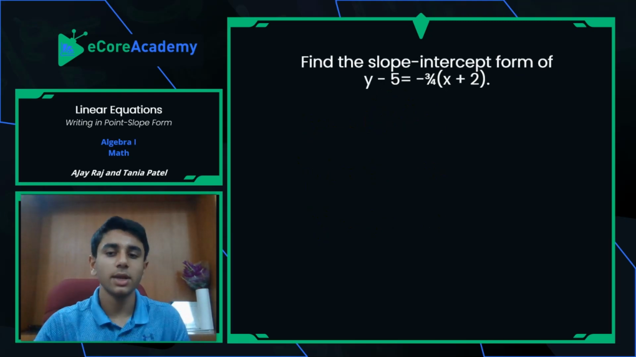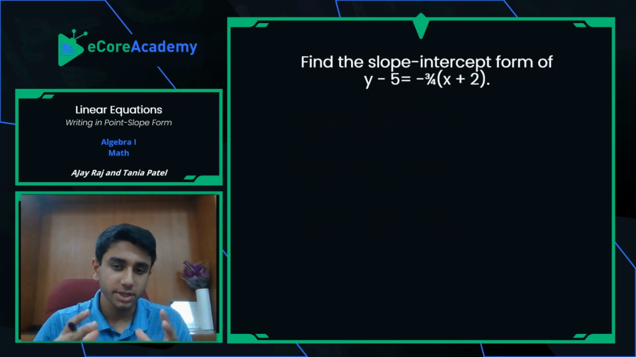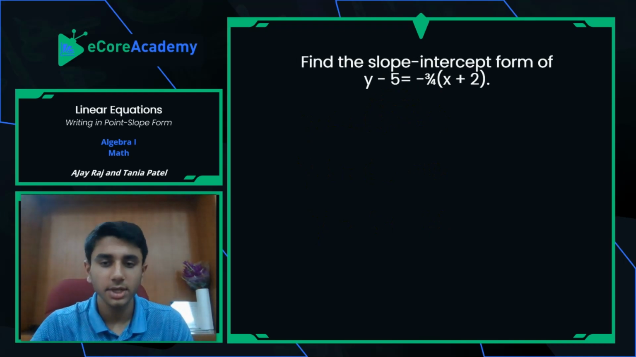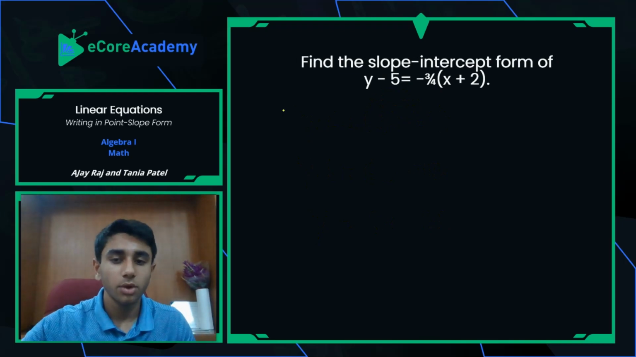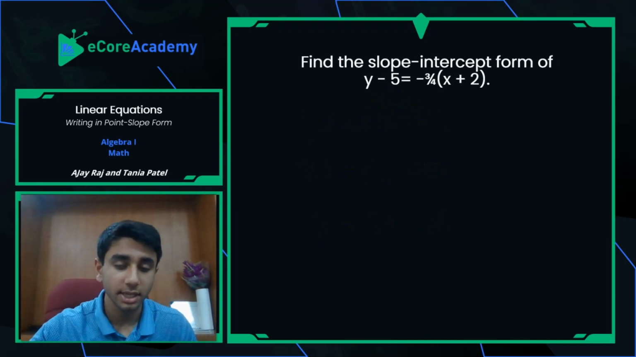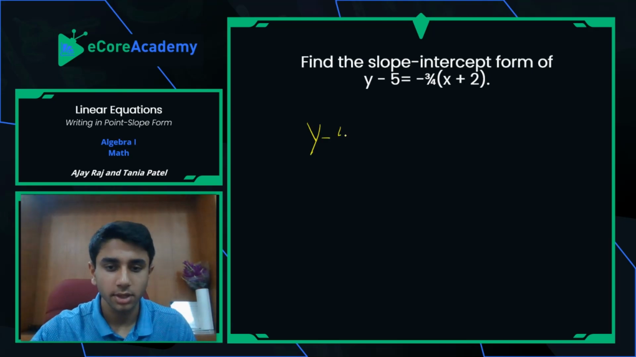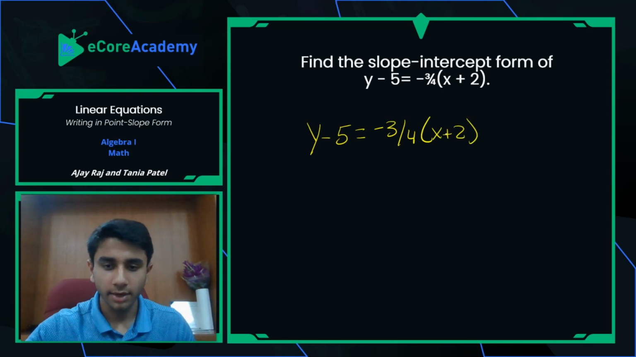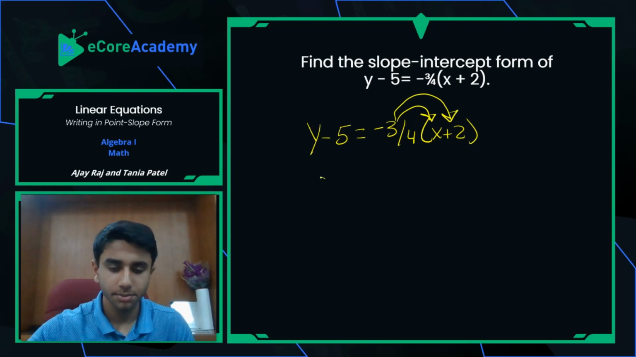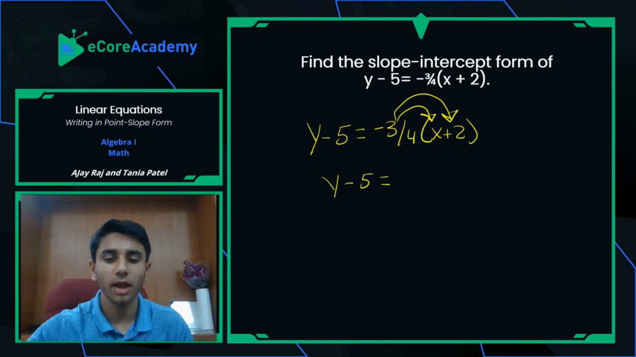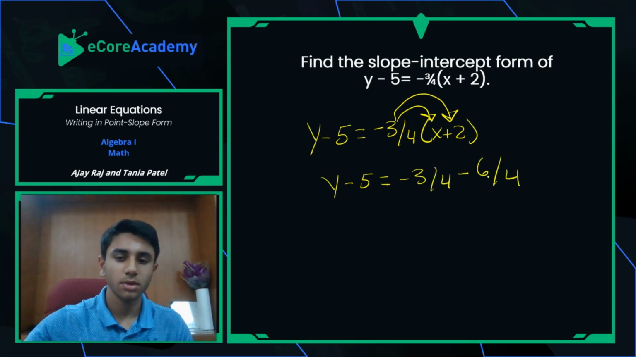All right, and let's take one more example here. We'll translate this final point-slope form equation into slope-intercept form. All right, taking the same process and the same steps, we'll rewrite this nice and bold. y minus 5 equals negative 3/4 times x plus 2. Then, of course, we'll distribute the negative 3/4 across to x and 2 separately. That means that y minus 5 is equivalent to negative 3/4 x minus 6/4.